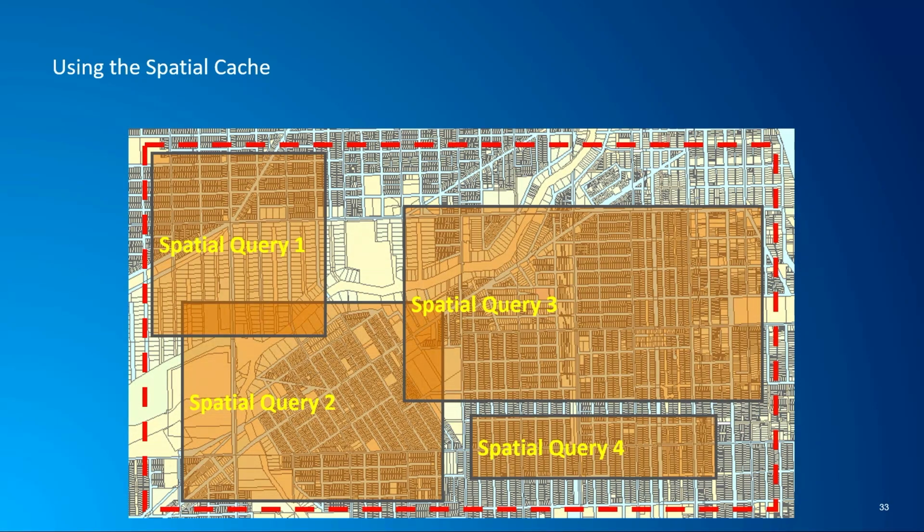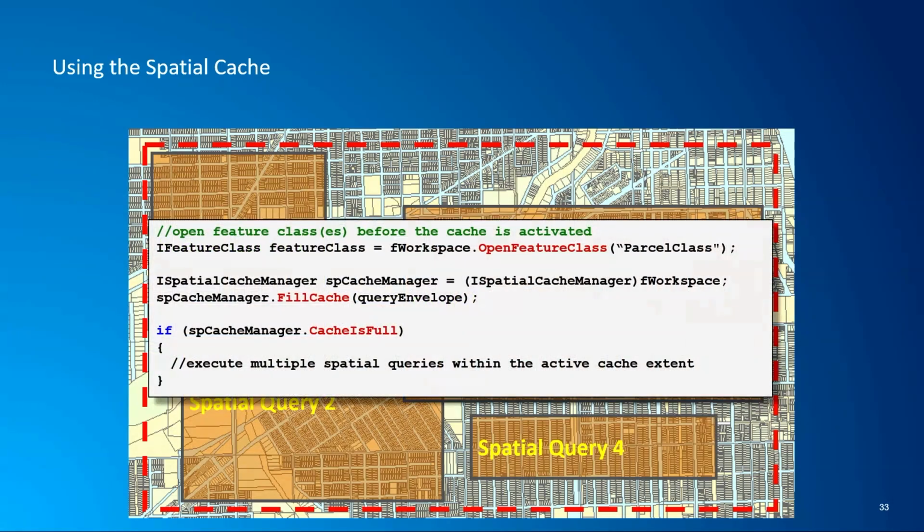Now, if we did have a spatial cache and we cached this area that's represented by the red dashed lines, we could do that by opening up the FeatureClass. And then from there, we can say, fill the cache, specifying the query envelope. And if the cache has been filled, it'll execute the queries within the cache extent.